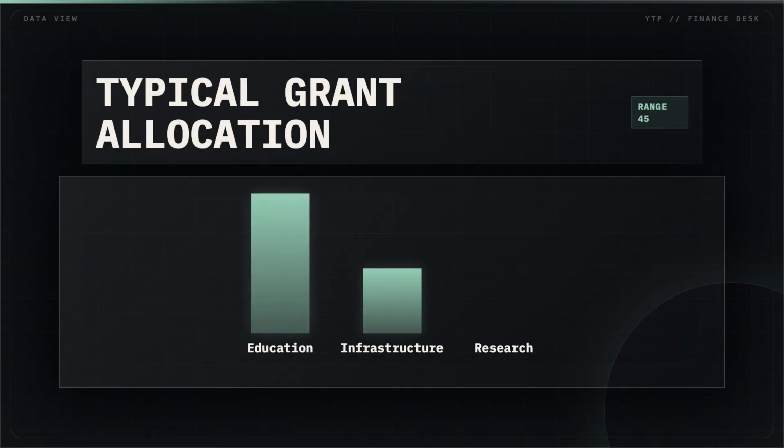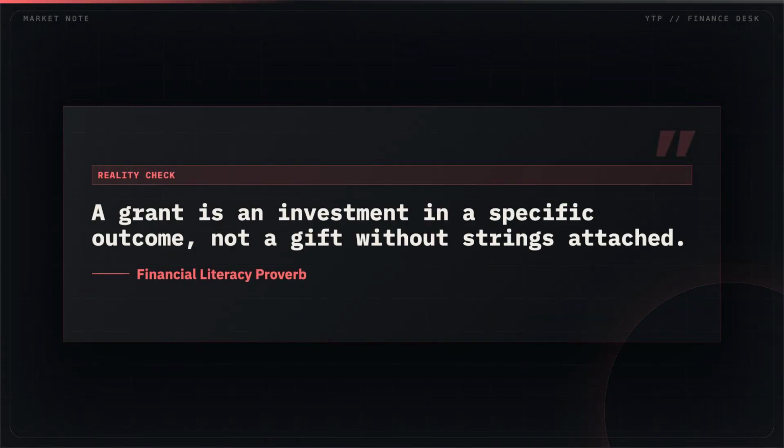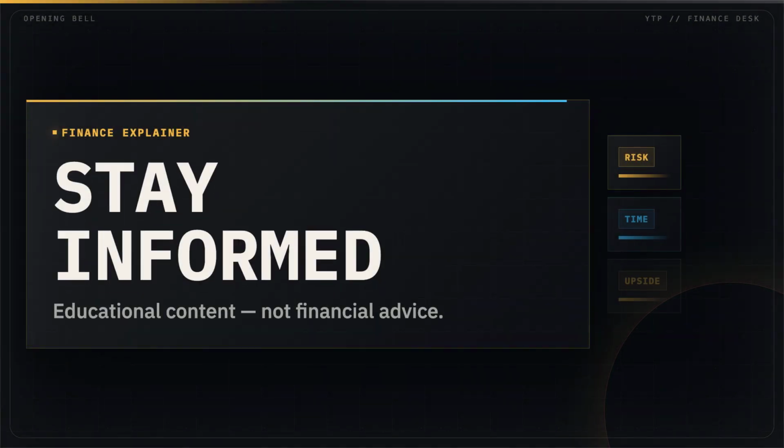Most grant and aid programs focus on these three pillars: supporting students, building public infrastructure, and funding scientific or social research. Always remember that while it is free money, it is never free of responsibility. Documentation is key to maintaining eligibility. Understanding how these systems work can help you navigate funding opportunities for your own education or business.